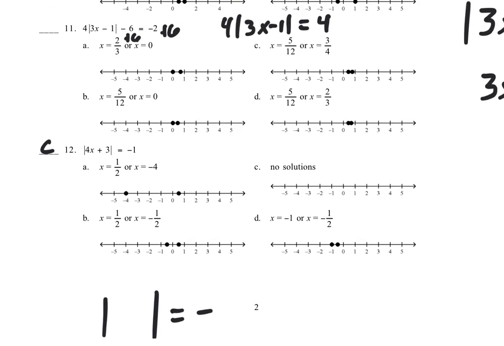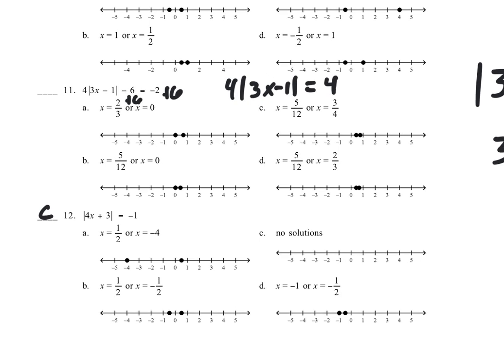But be careful because like the one up here that we did, we had a negative to start with over here, but we had to get the absolute value by itself first. So don't automatically think just because there's a negative over here that it's no solution. If the absolute value is by itself and it's equal to a negative, then it will be.